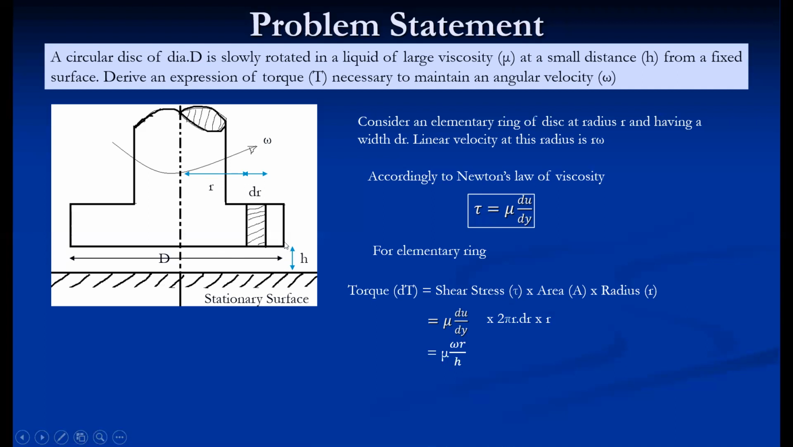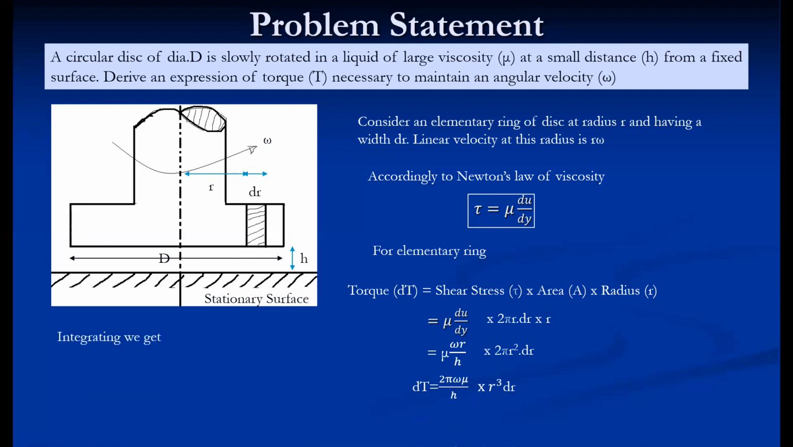So for the entire disk, we have to integrate this. So this is 2 pi r square dr. Now we have to integrate this equation. So dT is this, that is 2 pi. All the constants we can club together and multiply by r cube only, that is the variable.